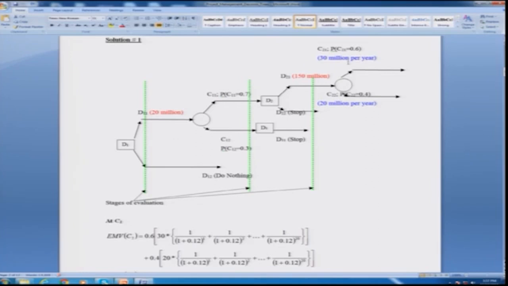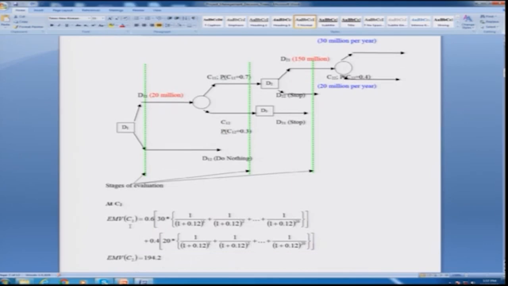Now, let us go one by one at C2. What you are trying to do is find out the expected value of that decision at C2. So, at C2, how many forks are there? There are 2. So, probabilities are 0.6, 0.4. What are the values? 30 million, 20 million per annum.